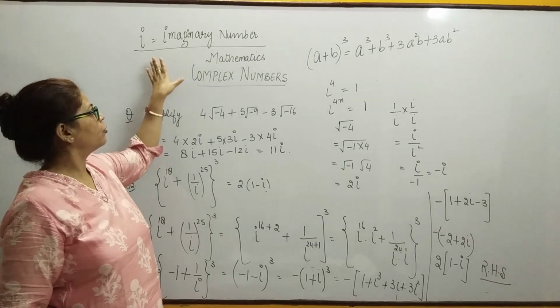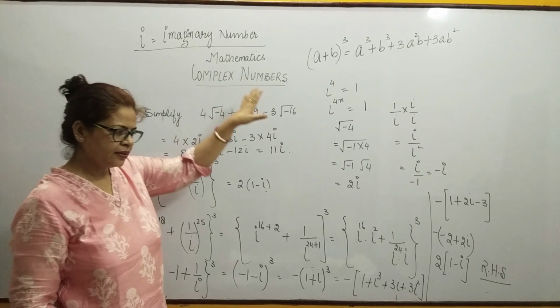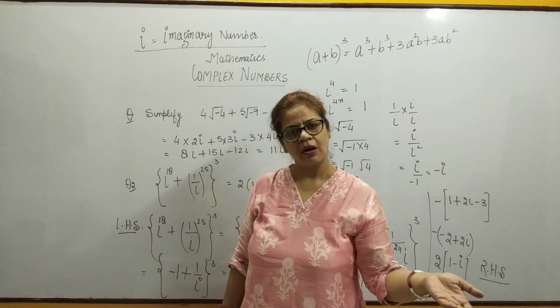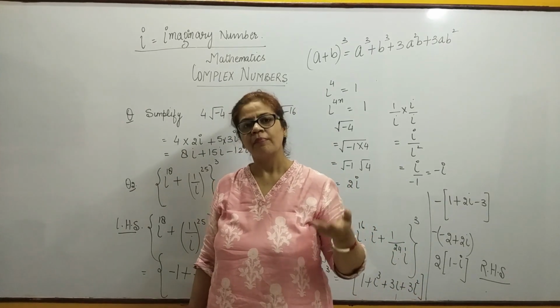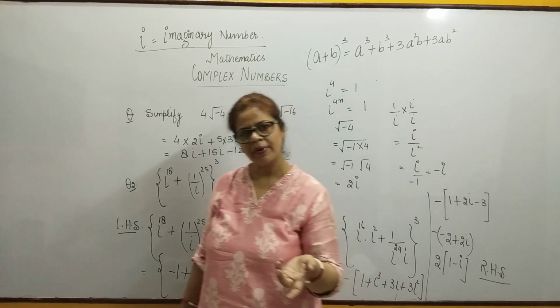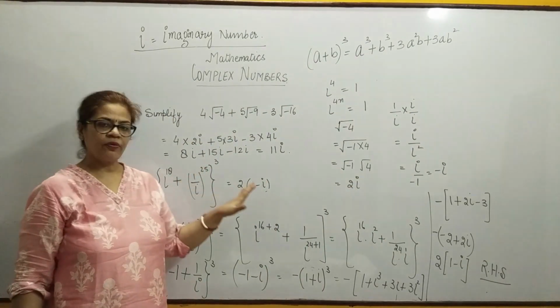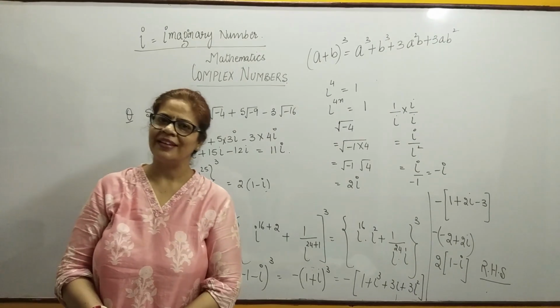i for iota. Iota is imaginary number, and in the next lecture we study complex number. Complex number is something which comprises both the numbers, real number and imaginary number. So that's all for today. We'll study complex number in the next lecture.